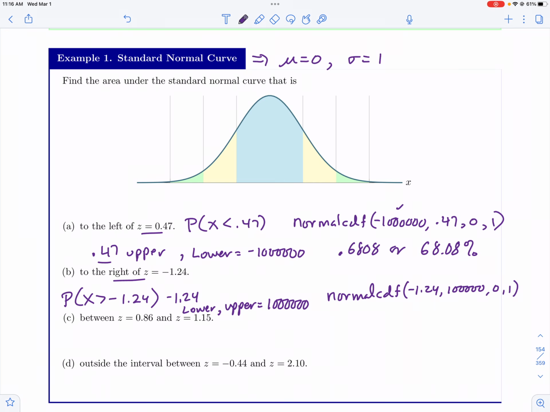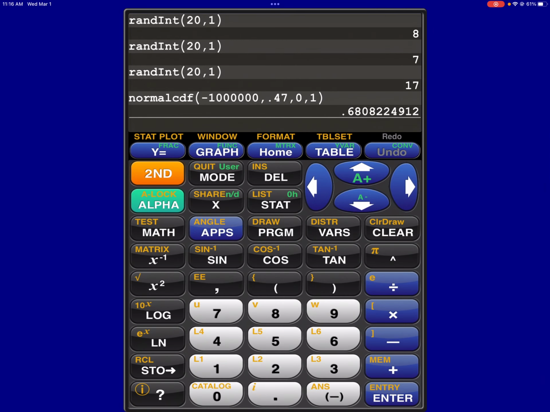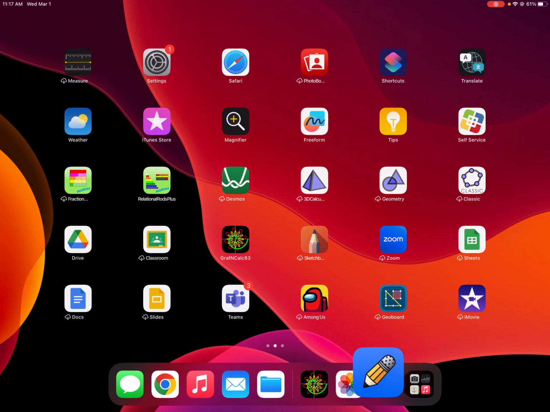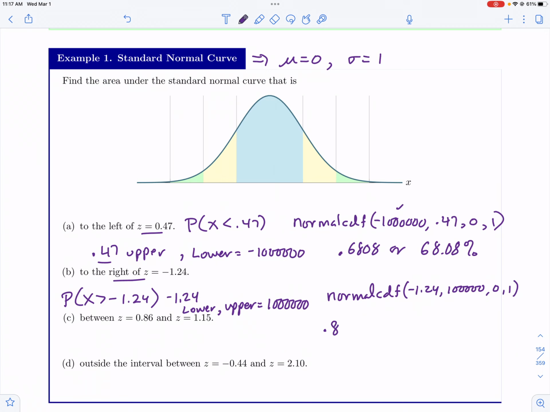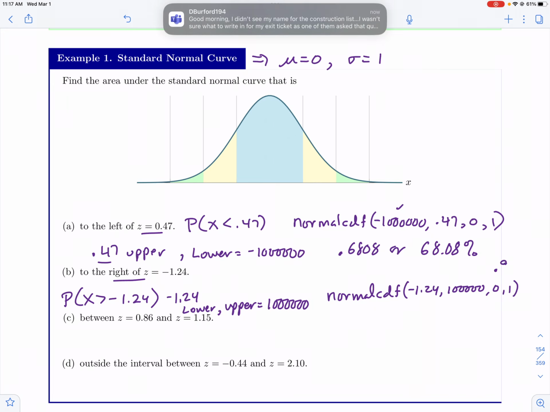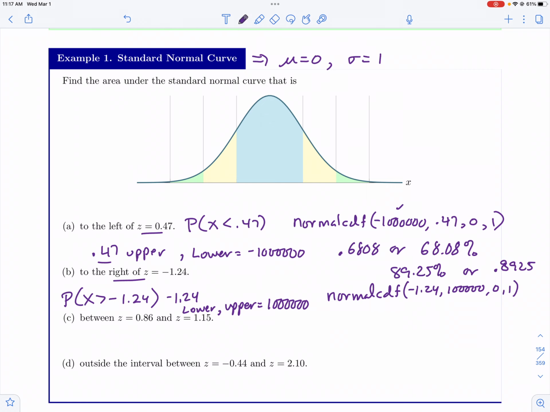And so again, let's flip that over, type that in the calculator. So we've got a normal CDF, so negative 1.24, comma, some really big number, comma 0, 1. And so we ended up with, looks like 0.8925 for this one. So we got 0.8925, or 89.25% for this one.